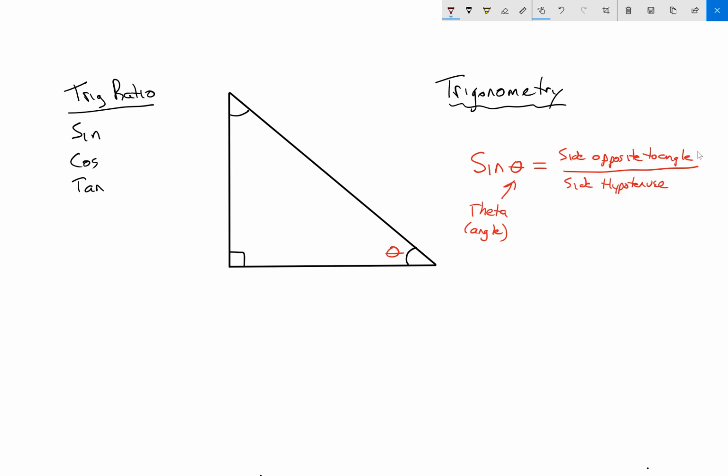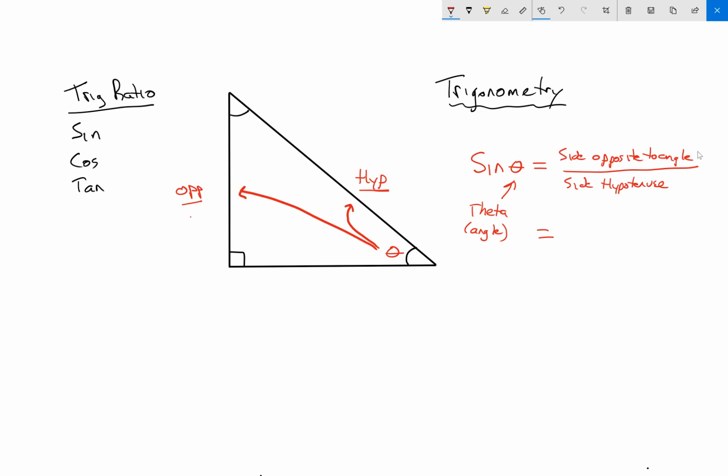Now let me explain that a little bit. The side opposite to the angle, so here's my angle that I'm looking for. The side opposite to that angle is the side across. That side is opposite. And the hypotenuse is always the longest side in the right angle triangle. So I would take the length of this side divided by the length of the hypotenuse, and that would give me my ratio for the sine of theta.